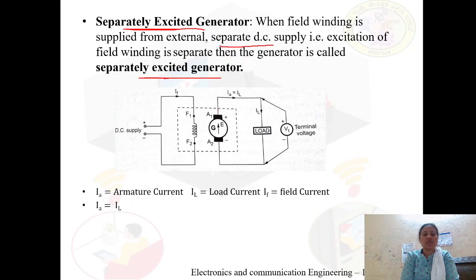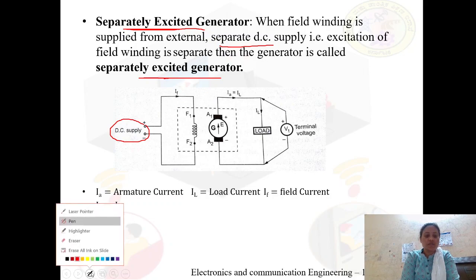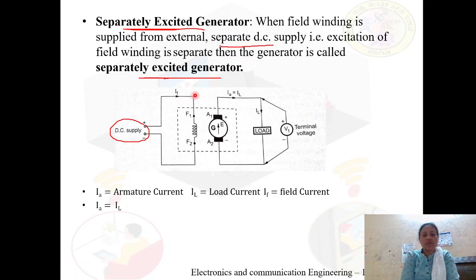This is what the structure for the separately excited generator looks like. Here we have used the external DC supply, which is being used to pass the current to this field winding. The field winding terminals we have indicated as F1, F2, and the generator armature is indicated with this symbol, and the direction of the current flowing through the field winding and the armature we have indicated over here. IF represents the field current. IA represents the armature current.